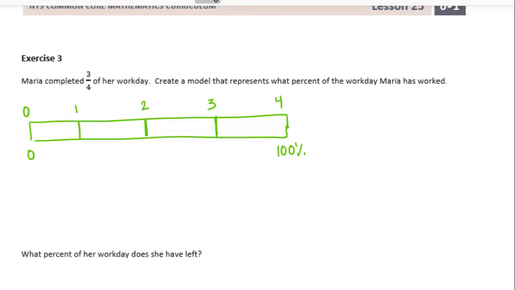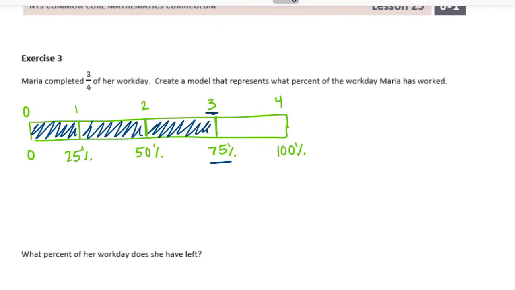So if I were to break 100% into 4 equal parts, I would have 25%, 50%, 75%. So Maria has completed 3/4 of her workday. So 3 out of the 4 parts, which means she has completed 75% of the workday.